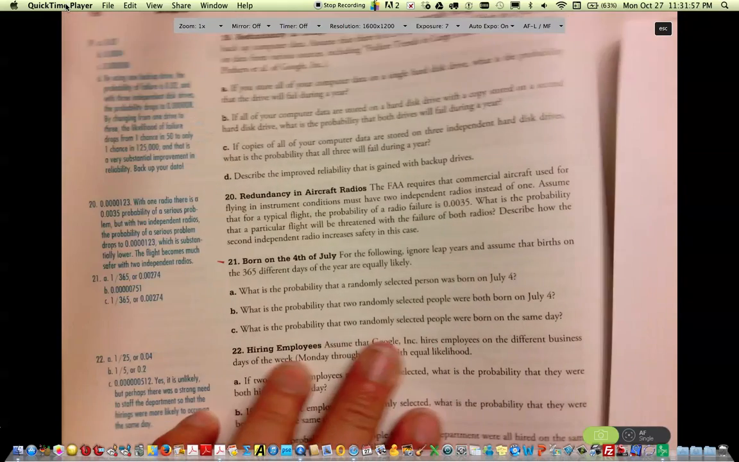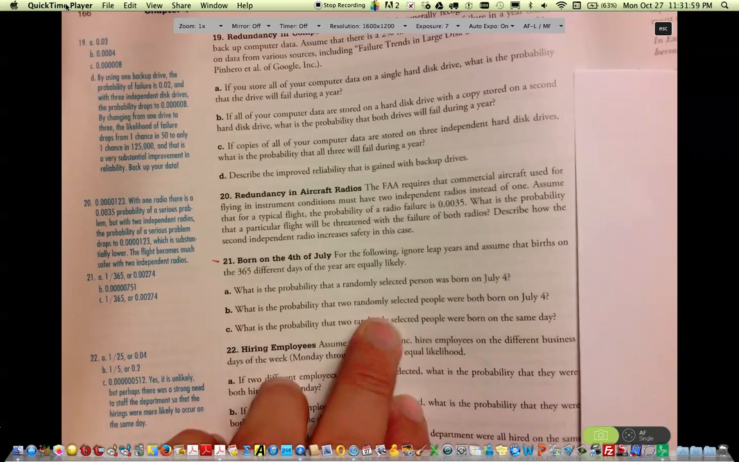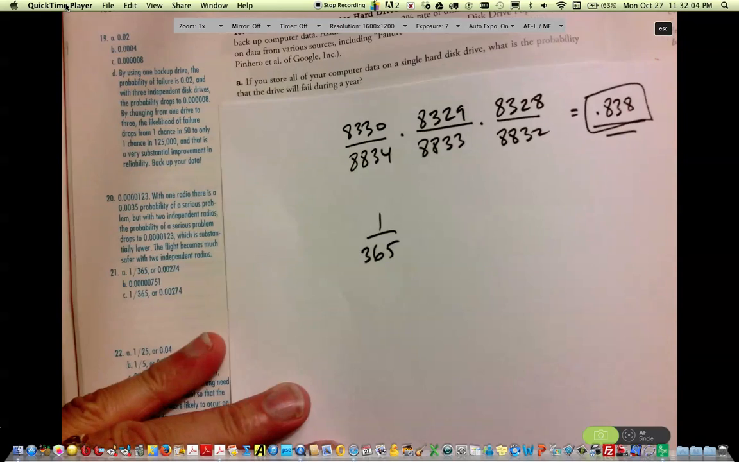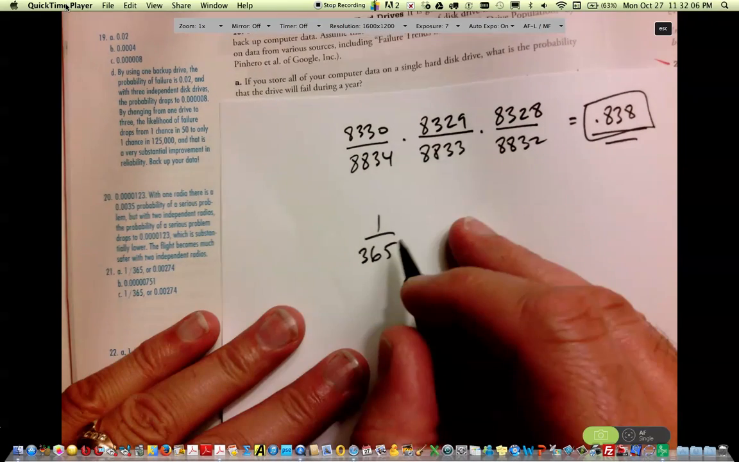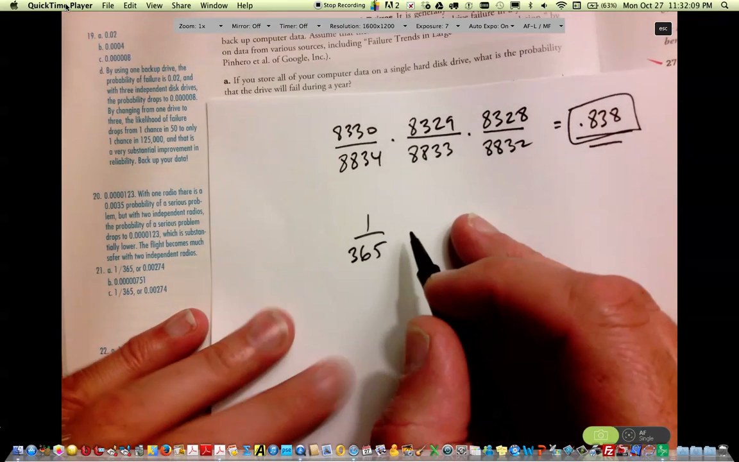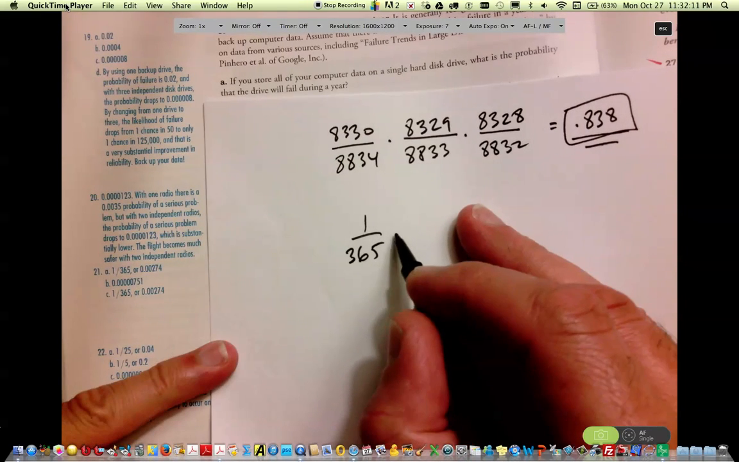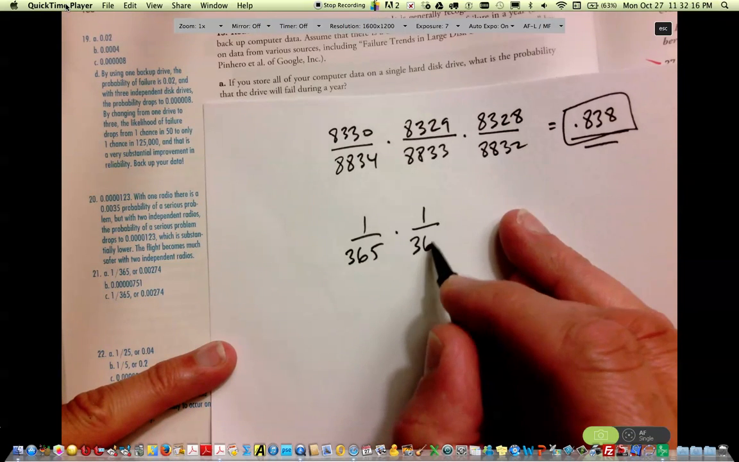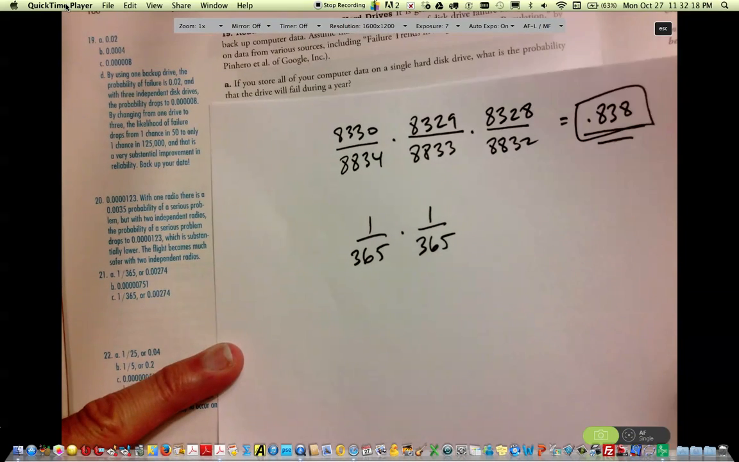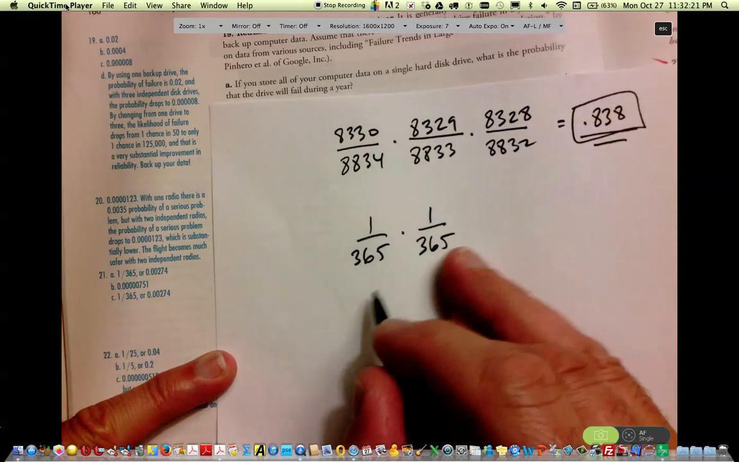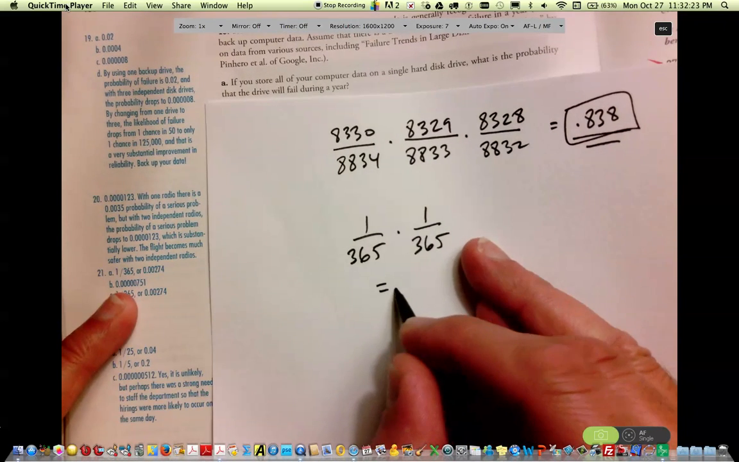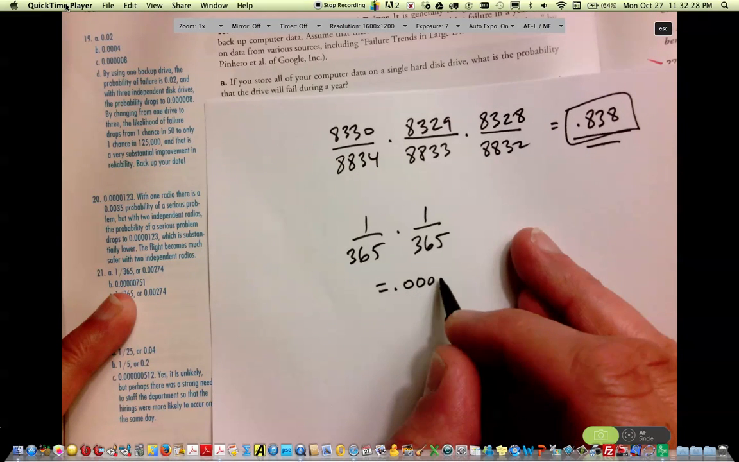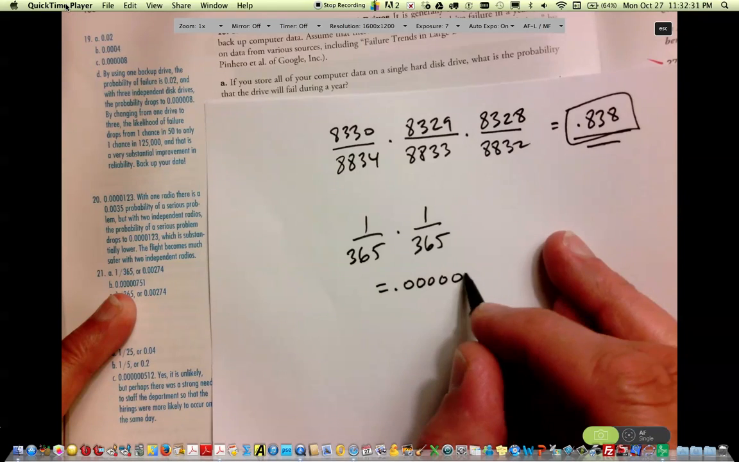Question number 2 says, what's the probability that 2 randomly selected people were both born on the 4th of July? Are these people independent of each other? I would say yes. If one person's born on the 4th of July, that doesn't necessarily change the probability the next one is. So the probability that 2 people are born on the 4th of July is going to be 1 out of 365 times 1 out of 365. This probability ends up being something like 0.000007 51, with 5 zeros in front and then 751.